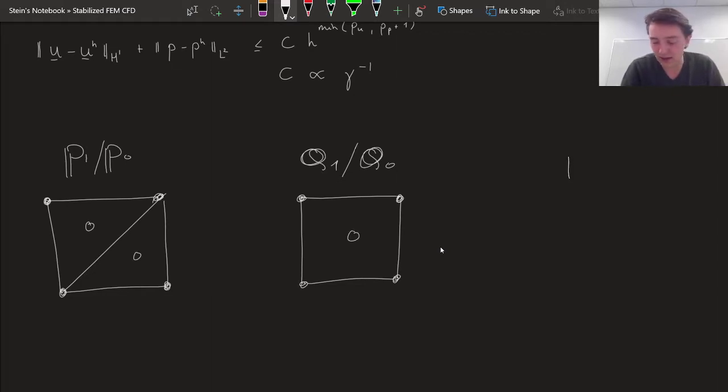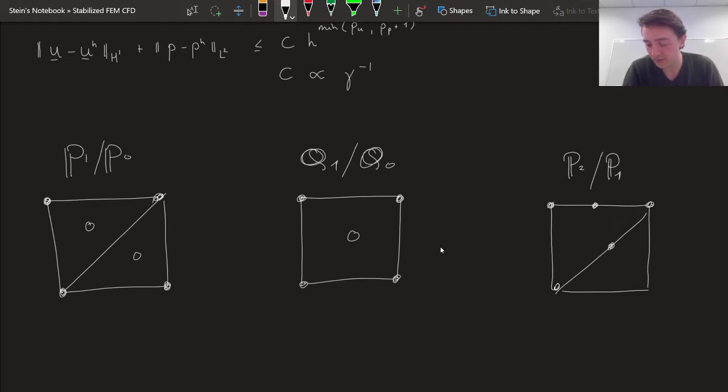And then lastly, we had the P2, P1 element, which again was triangles, where in this case we have quadratic basis functions for our velocity. We now have a continuous field of linear basis functions for our pressures.